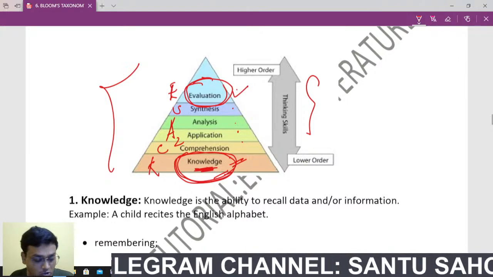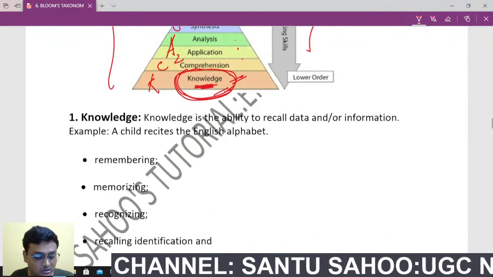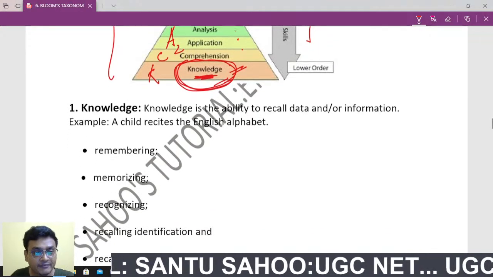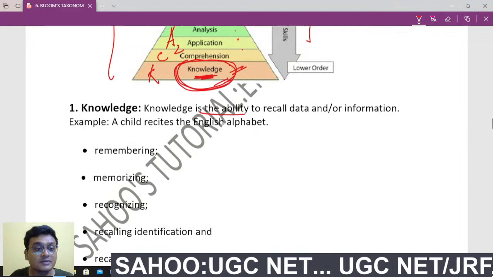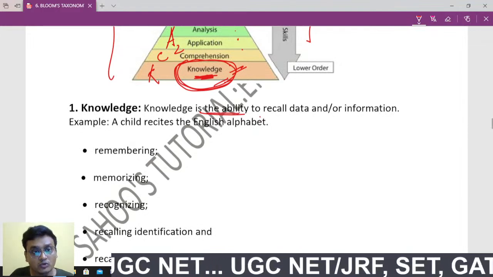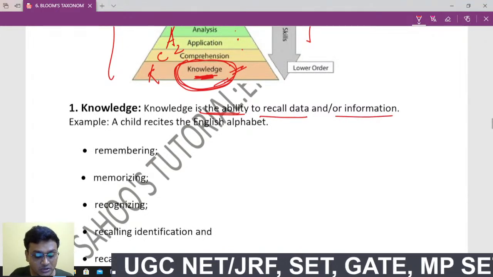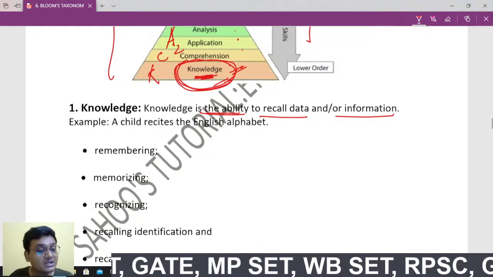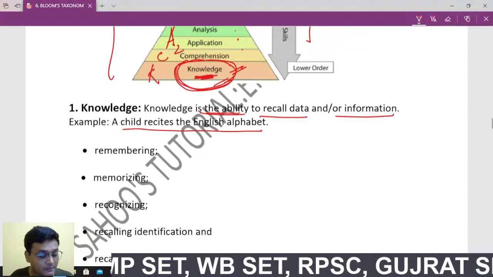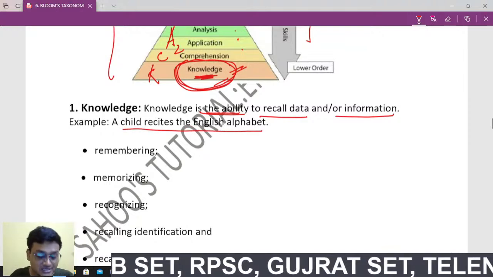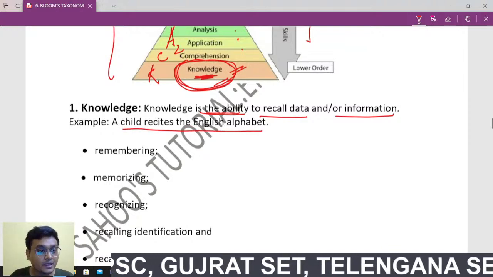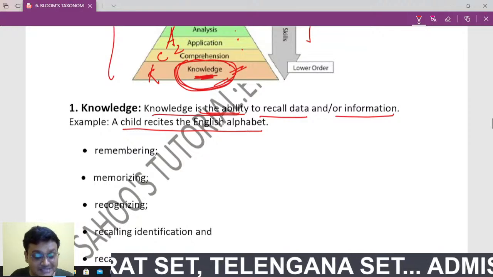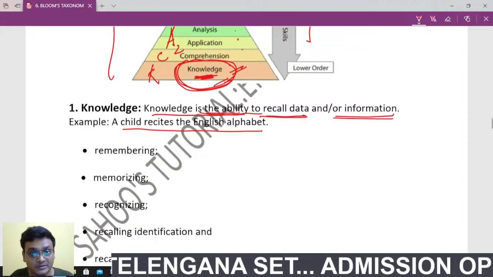Okay. What is knowledge? Now let's discuss what is knowledge. Knowledge is the ability to recall data and information. It helps in recalling. That is knowledge. Here you see an example: a child recites the English alphabet A, B, C, D, E. So he is recalling. Knowledge is the ability to recall data or information.